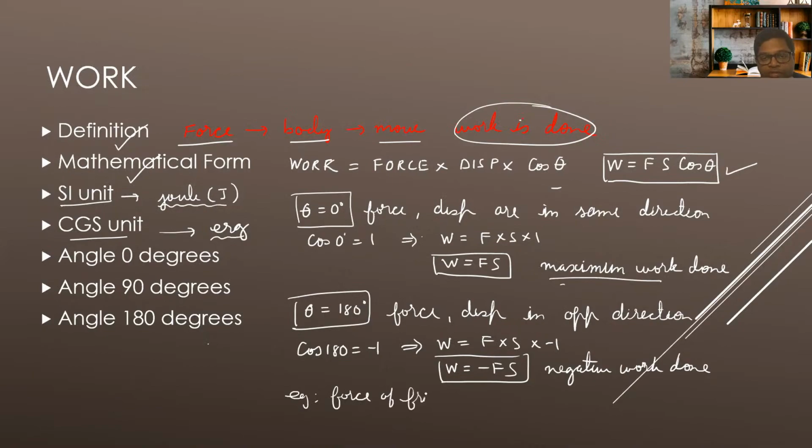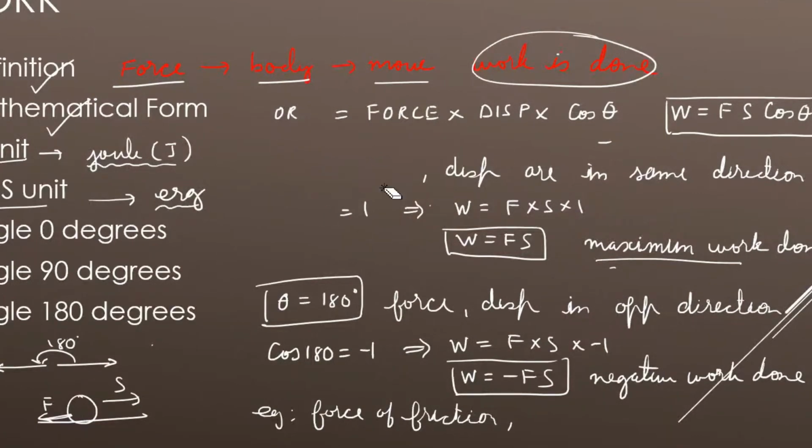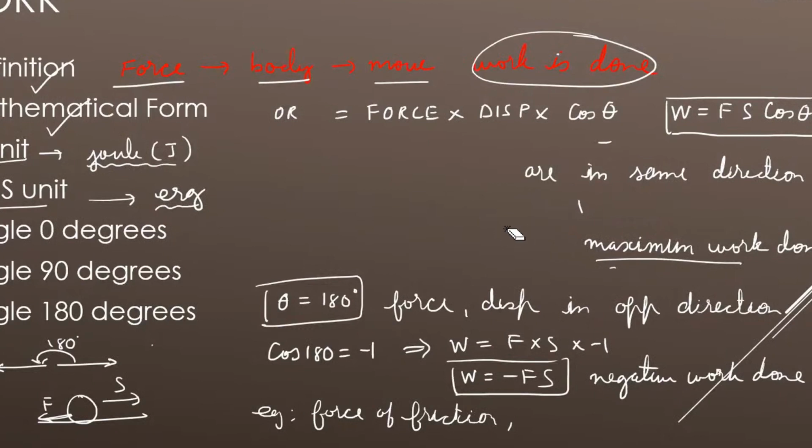An example is the force of friction. A ball is rolling straight, so this is the displacement, but the force of friction is in the opposite direction. So therefore, the angle between them is 180 degree. Another example would be when a ball is thrown up. The work done by gravity will be negative. So this is the ground, and this is a ball going up. So displacement is upward, but we know that gravity is downward. So that angle is 180 degree.